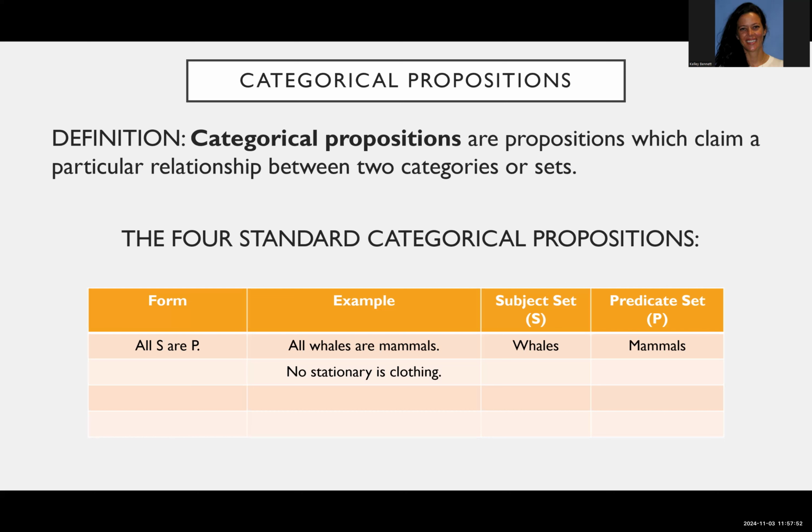The next form is that no stationery is clothing. And stationery being like pencils and papers and things that you would use to write a letter in old-timey ways. So no stationery is clothing. The subject is stationery, like letters, paper, pencils, all that stuff. And the predicate set is clothing. So this form is that no S are P, none of the subject set is belonging to the predicate set.